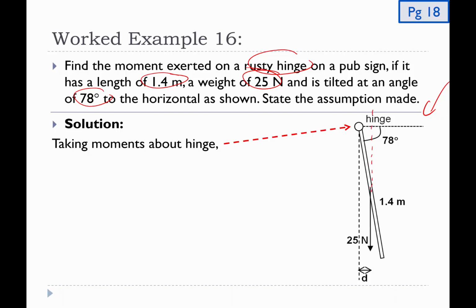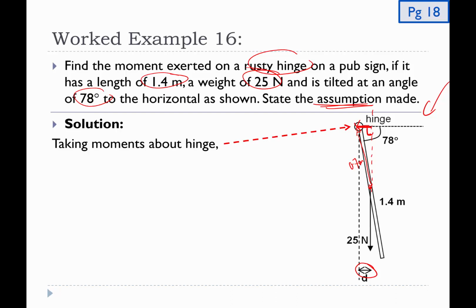of the weight, find the pivot here, and find the perpendicular distance from the pivot to the line of action. So this should be the 90 degrees. Essentially what we need to find is really just the distance d. And then we need to state one assumption. What's the assumption here? We are going to assume the 25 Newton weight is at the center of the sign. The whole sign is uniformly distributed. The mass is uniformly distributed. So therefore the length here is going to be 0.7 meter.